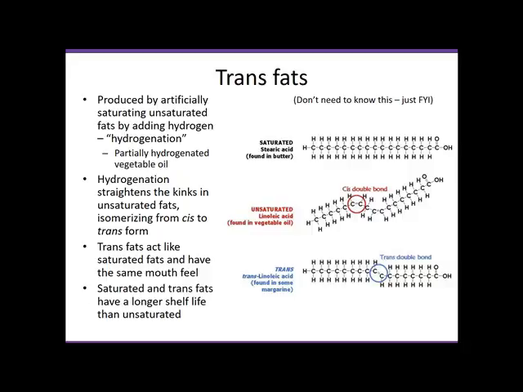Also kind of interesting, this is part of the reason why beef lasts longer in the fridge than fish and chicken. Fish and chicken have more unsaturated fats, so those degrade faster. Beef, more saturated, longer shelf life.